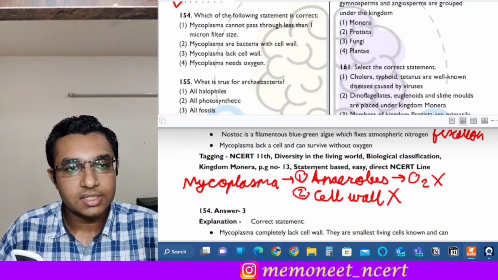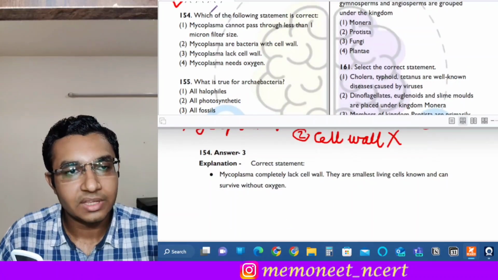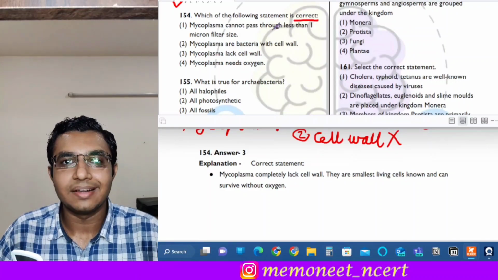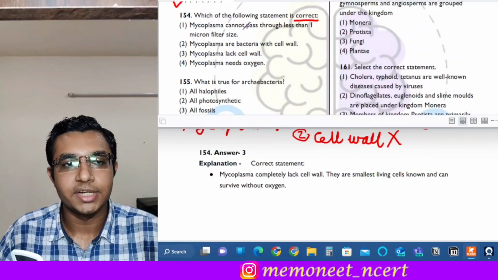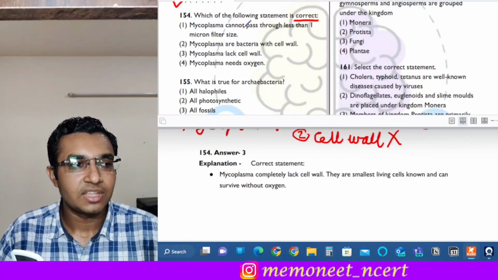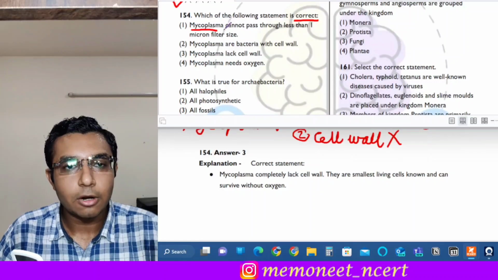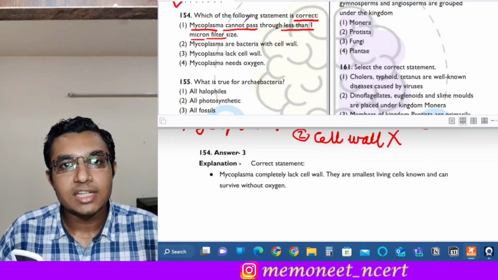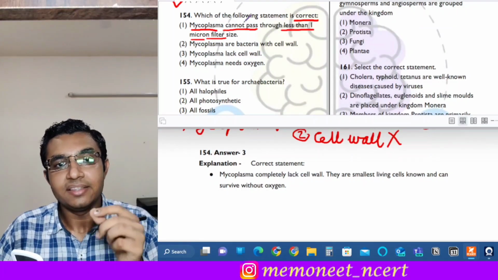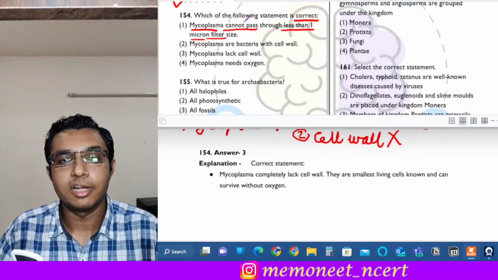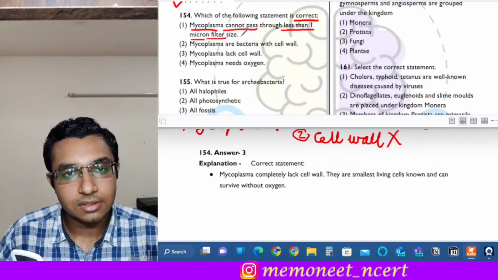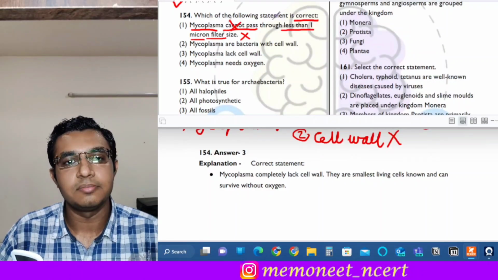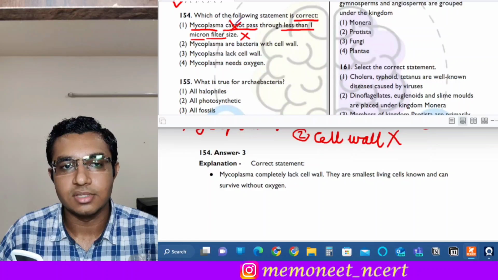Now moving on to the next question, that is question number 154. It states that which of the following statement is correct. Okay, so we have to identify the correct statement among the following four statements. So let us read the statements one by one. The first statement is mycoplasma cannot pass through less than 1 micron filter size. Now see, the mycoplasma are the smallest living organisms, okay, and they are easily able to pass through the 1 micron filter size, okay. So this statement is not correct, okay, it is incorrect statement. Why? Because mycoplasma can pass through less than 1 micron filter size, okay, so this will be incorrect.